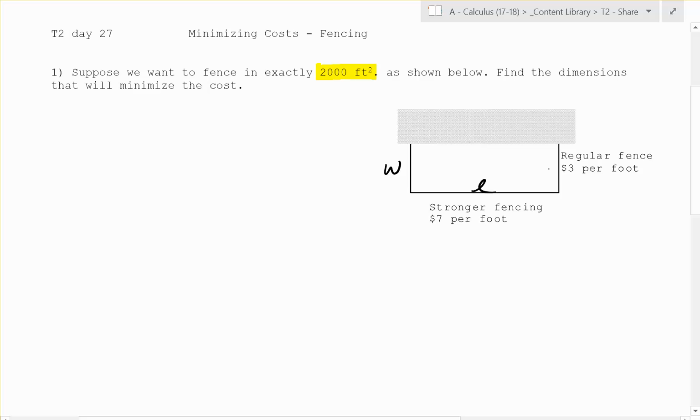Let's call it the width. So we have width over there as well. So that immediately tells us that the area is length times width, but we know it has to be 2,000. So we know 2,000 is equal to length times width. Find the dimensions that will minimize cost.